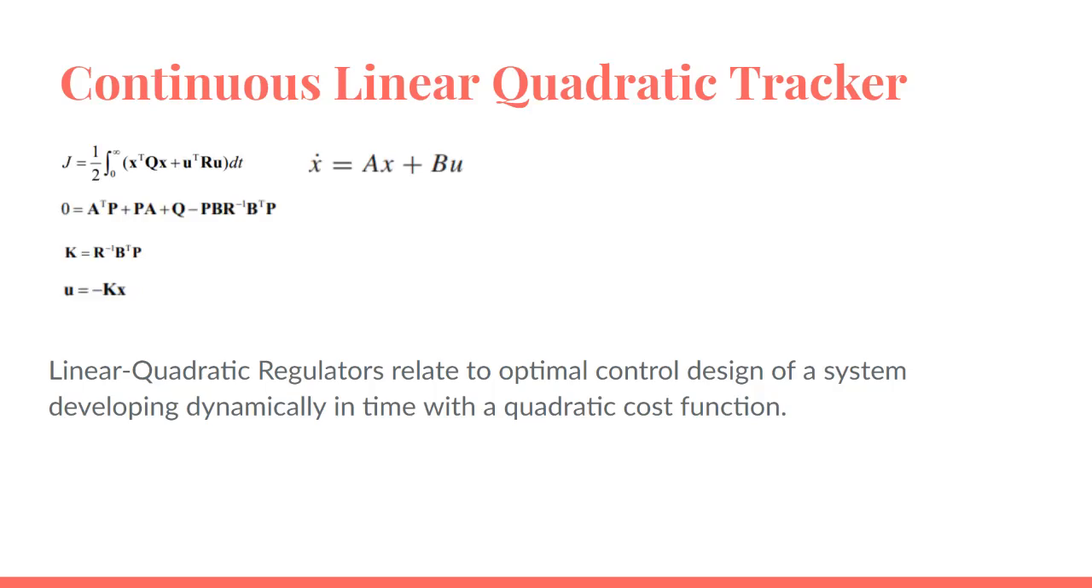So an LQR lets you do this, but for a system that develops dynamically in time with a quadratic cost function. So from here you have your cost function, use the algebraic Riccati equation to solve for a P matrix. Then from there you can get your Kalman gain, you get your control input, and then you can solve for your state.